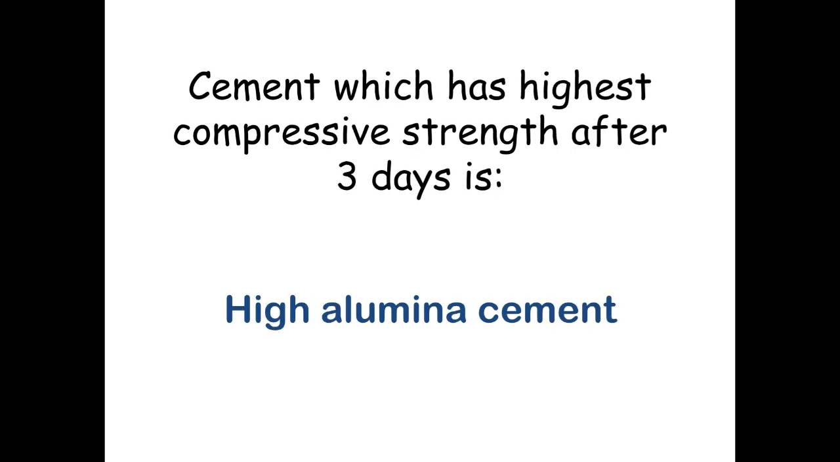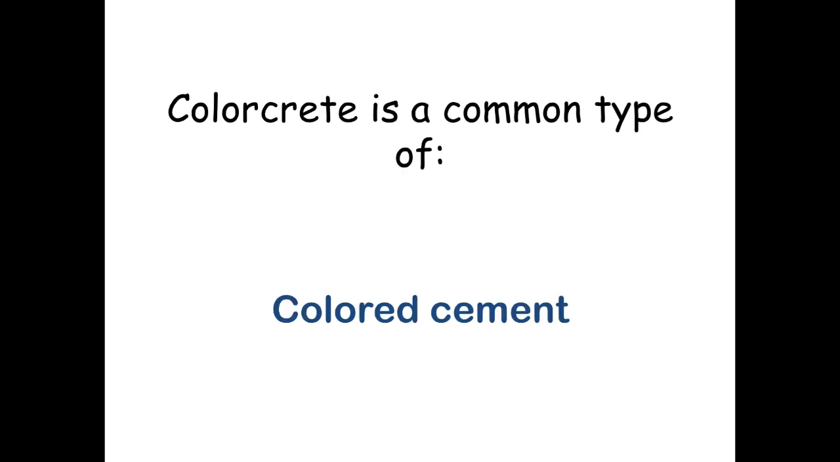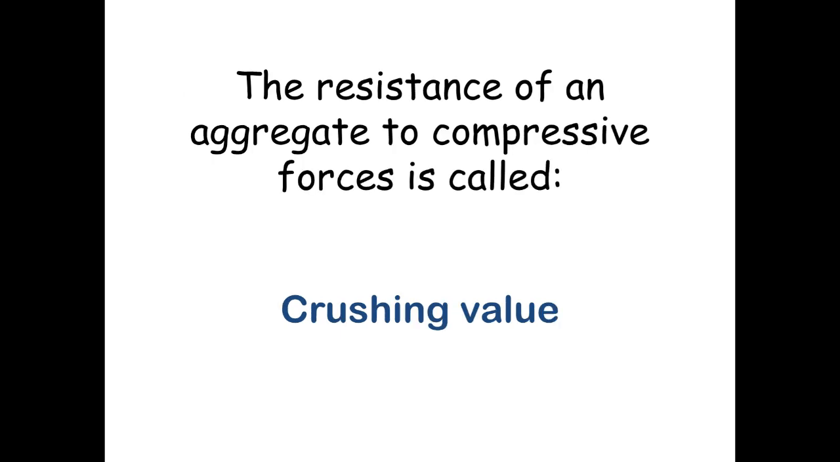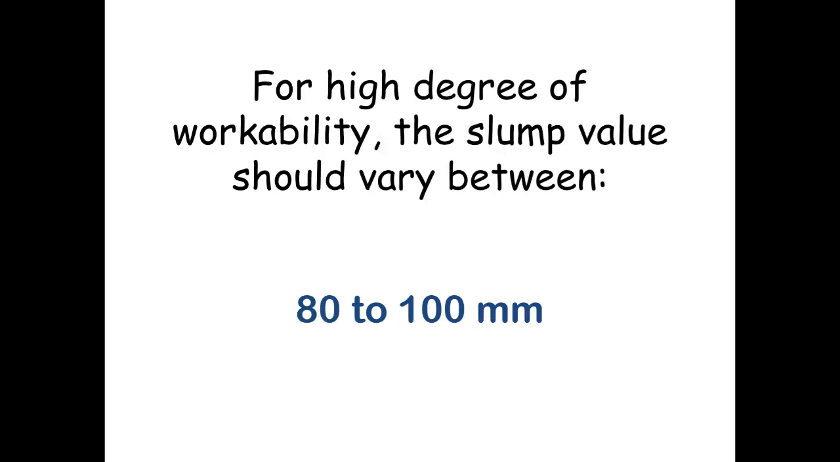Cement which has highest compressive strength after 3 days is high aluminous cement. Strength of concrete using air entraining cement gets reduced by 10 to 15%. Colocrete is a common type of colored cement. The resistance of an aggregate to compressive force is called crushing value. Value of fineness modulus for fine sand may range 2.2 to 2.6. For high degree of workability, the slump value should vary between 80 to 100 mm.